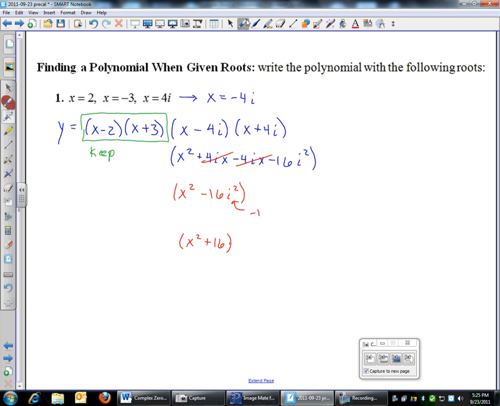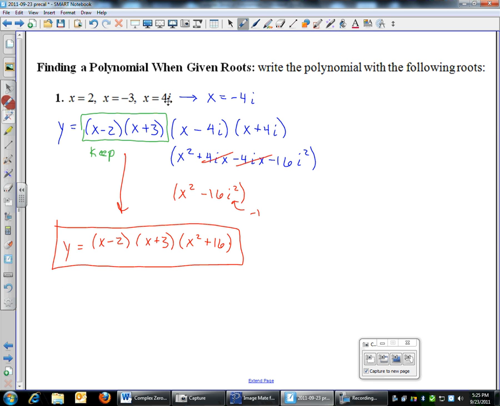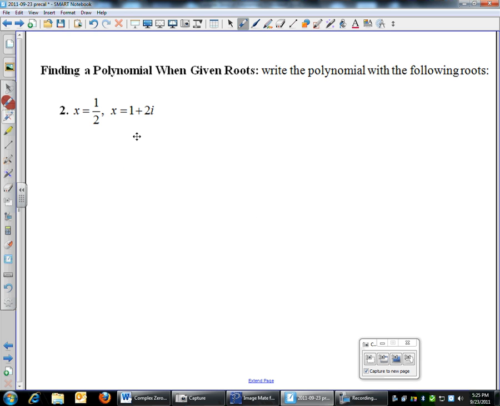And those things that we're going to keep, they just come on down for the ride. My final answer is going to be x minus 2, x plus 3, and x squared plus 16. That's the polynomial with those roots that were originally given to you. If you have one complex root, you have to have the second one. Let's try another one. x equals 1/2 and x equals 1 plus 2i.